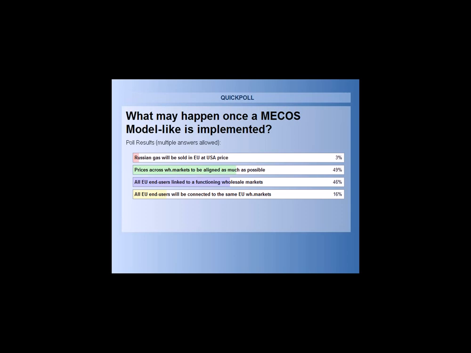Then, the results, you can see them. 3% think we will get Russian gas at the USA price, which means that the European market won't be that good, because Russian gas is 2.5 times more expensive than in the US. By the way, gas is a commodity, so 2.5 times more makes a lot. Half of you think we will do what we can with prices as much as possible, pretty conservative. Third, roughly half of you think that a European end user will be linked to a functioning wholesale market, and only 16% are demanding that we will get the same market in the EU.